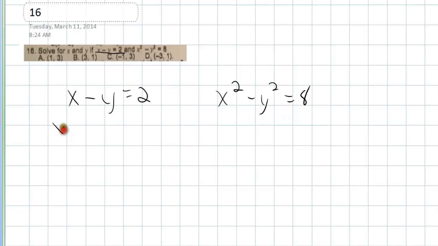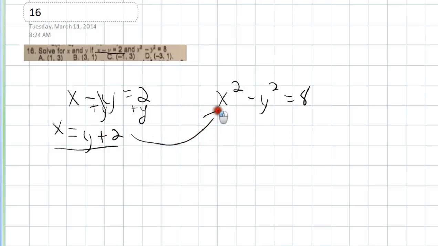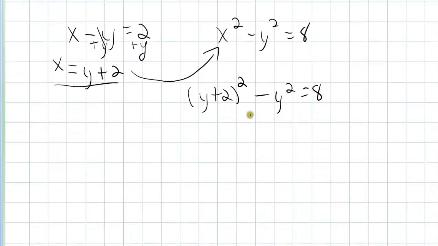So I'm going to say x is equal to y plus 2. The way I did that was I added y to both sides. So now we're going to plug that in right here. They want us to use x squared, so we're going to say (y plus 2) squared, and then minus y squared is equal to 8. Now we just work with what we've got here. For the (y plus 2) squared, there's a form that you can follow, but I'll show you why you get that form.